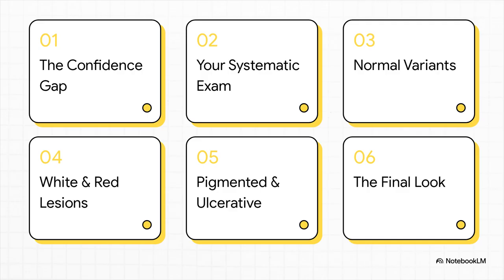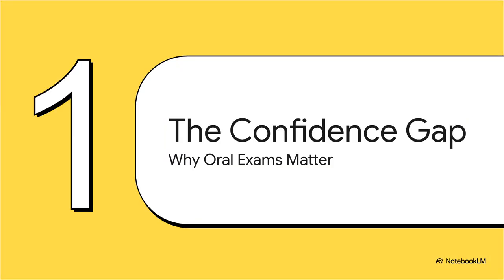So here's our game plan for this explainer. We'll start by digging into that confidence gap. Then we're going to build your systematic exam from the ground up, learn to spot what's totally normal, and then get into decoding the common white, red, pigmented, and ulcerative lesions you're going to see. And we'll wrap it all up with a clear action plan. Okay, so let's get into it.